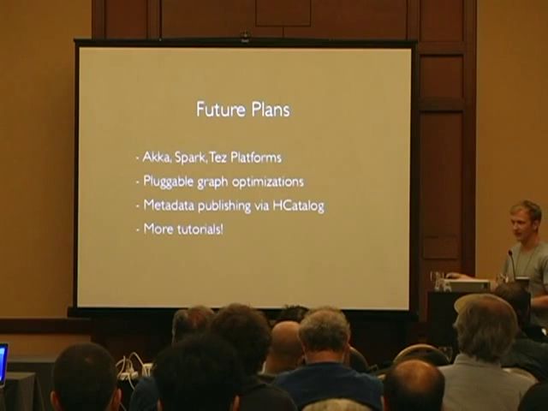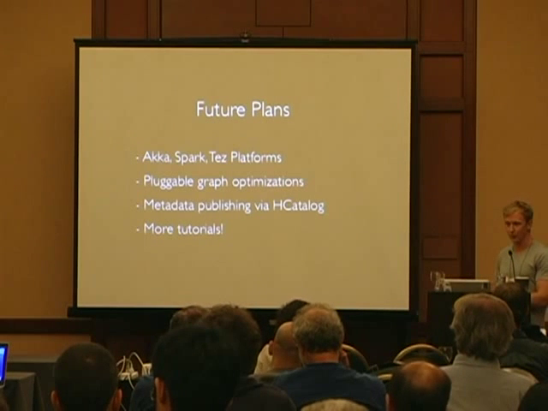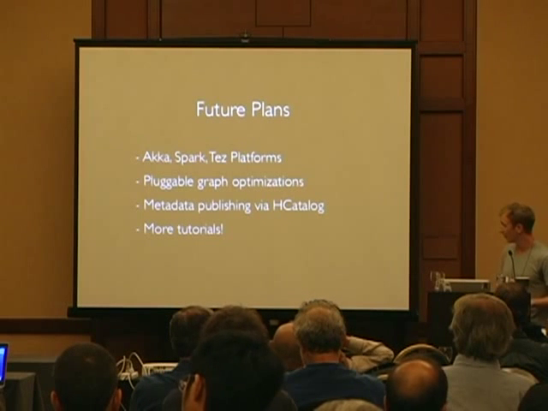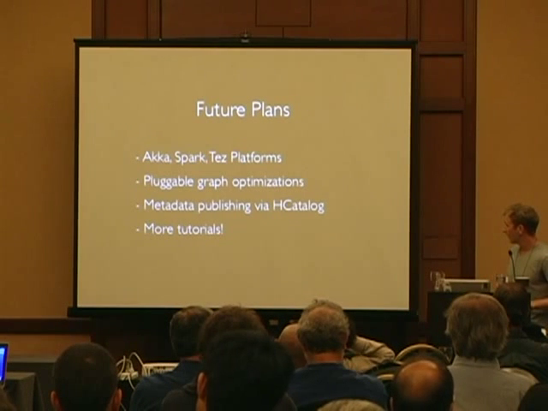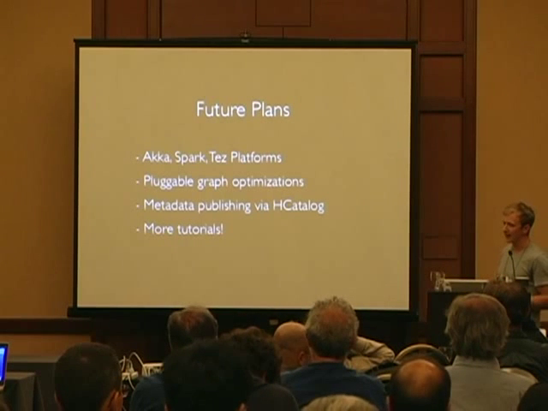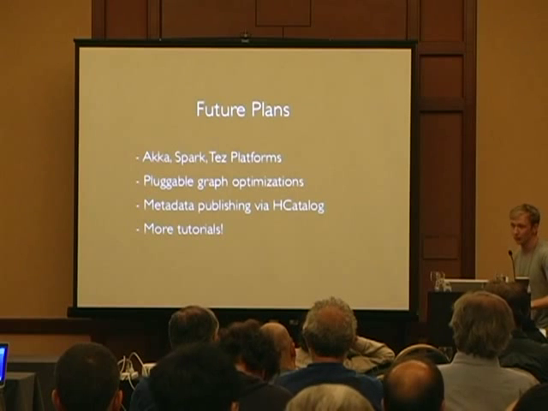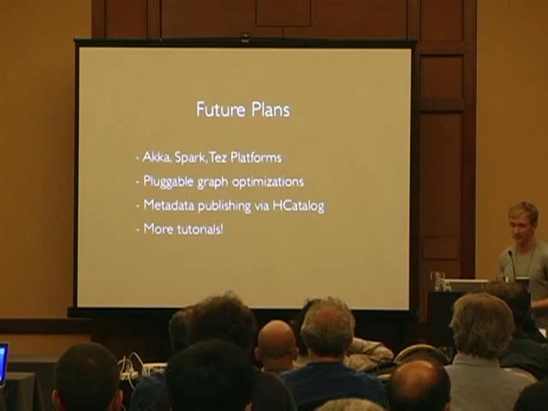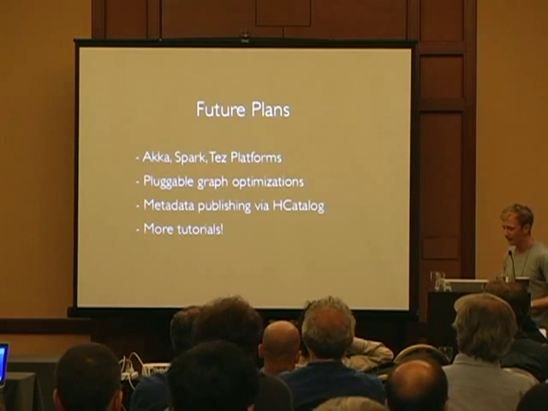More pluggable graph optimizations. The various planners do different sorts of filter push down into their sources, things like that. We want to have more pluggable ones of those. Metadata publishing, building these huge data graphs is interesting. And practically, in the open source world, just more support for AWS and EC2 tooling so that people can pick this stuff up and use it right out of the box. And more tutorials.